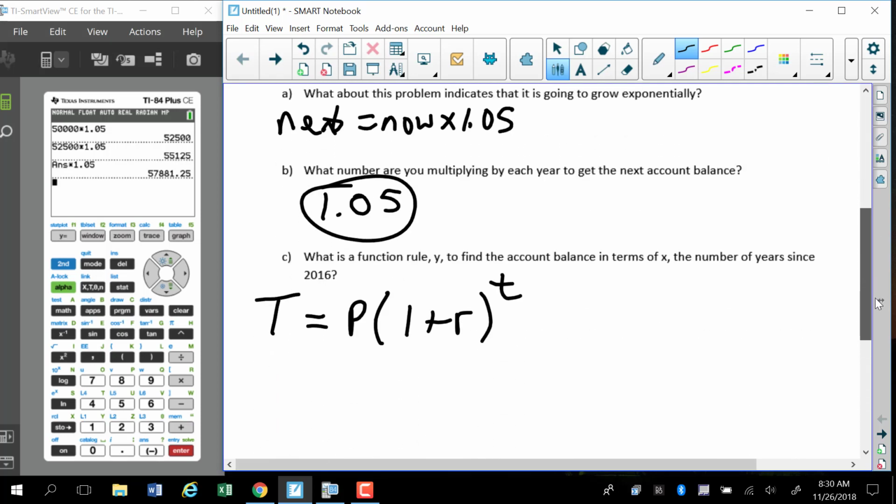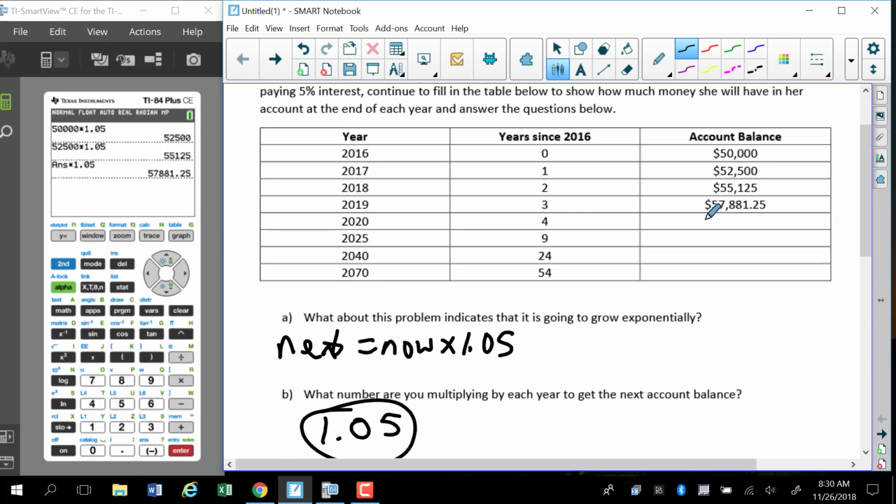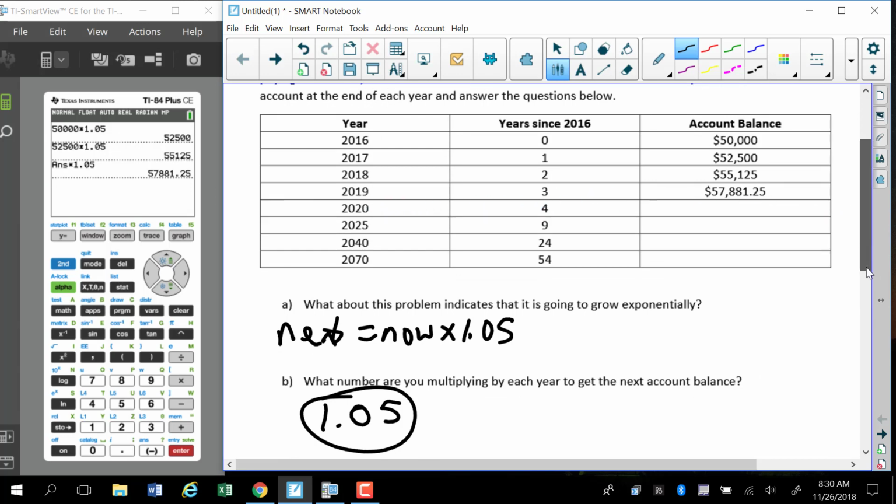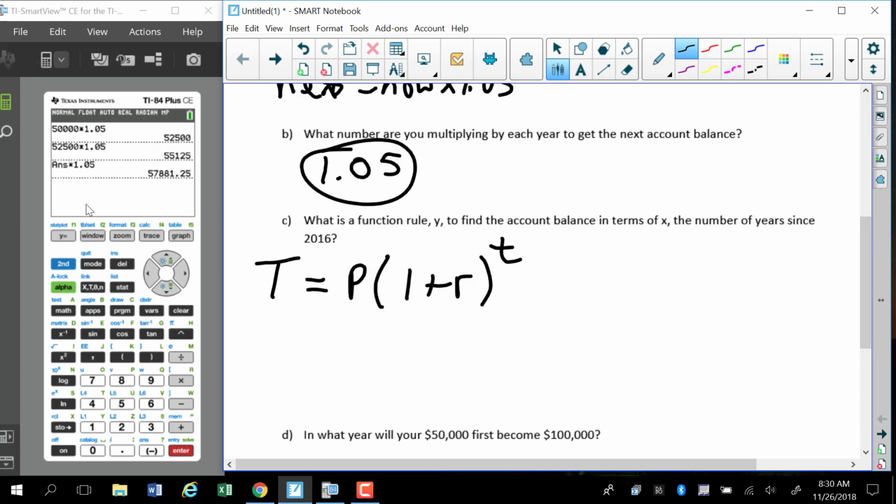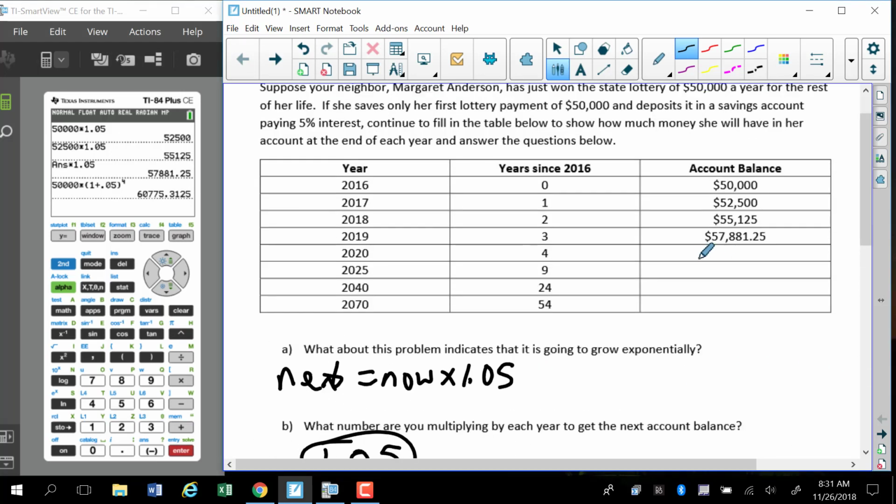So if we want to use this for, let's say, this fourth year, this 2020, we can say, well, what happens if we go over to the calculator, 50,000 times, and then we're going to do this as 1 plus 0.05. And then the exponent key is right here below the clear symbol. On any handheld calculator, it's this little caret up arrow, to the power of, let's say, 4 years. And you notice here we have 60,775. So $60,775 and 31 cents.